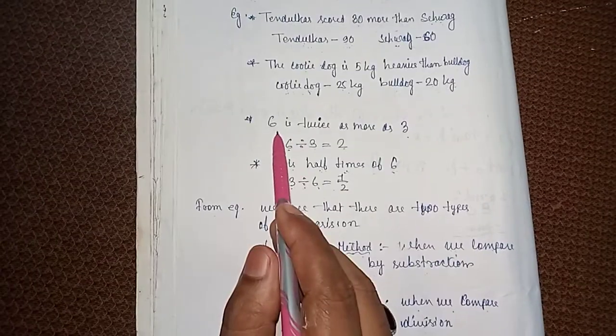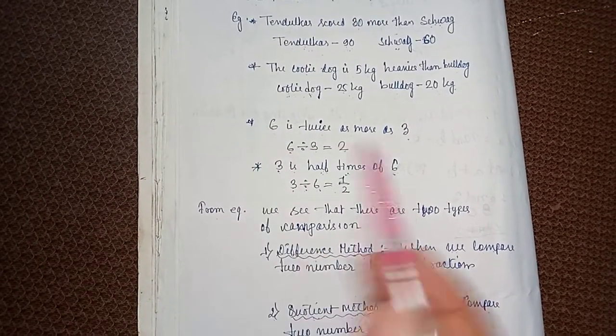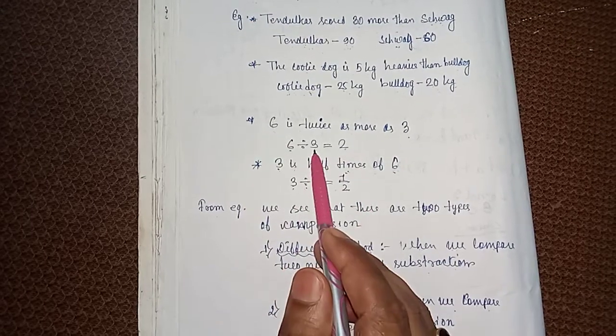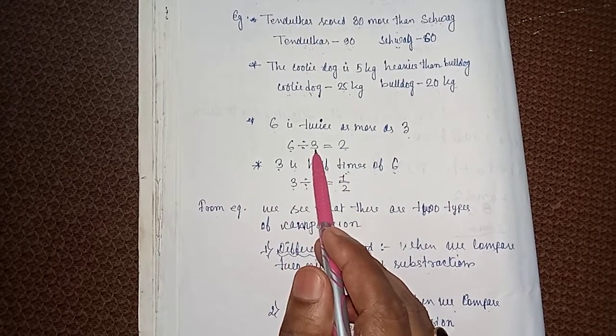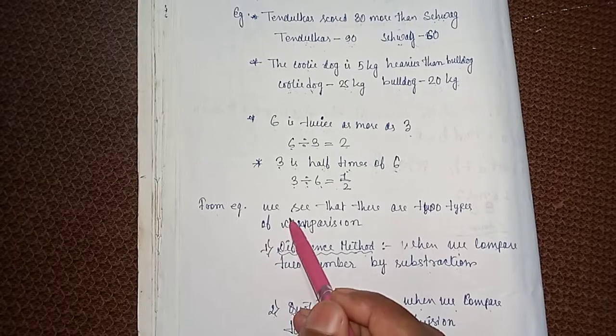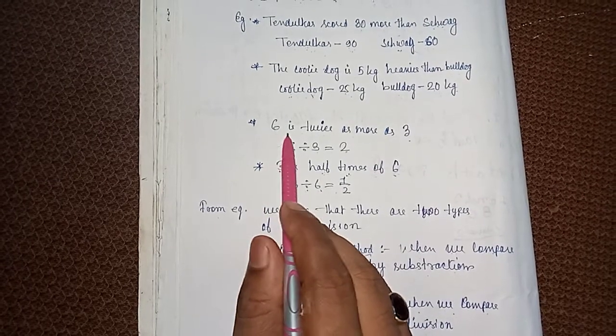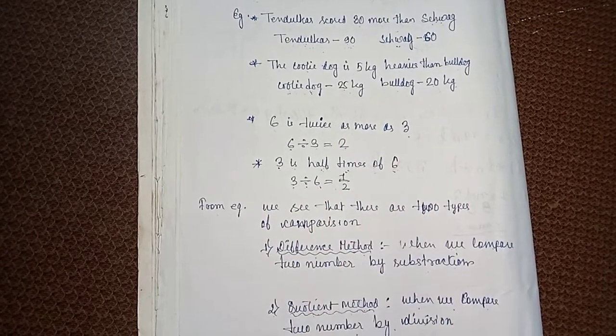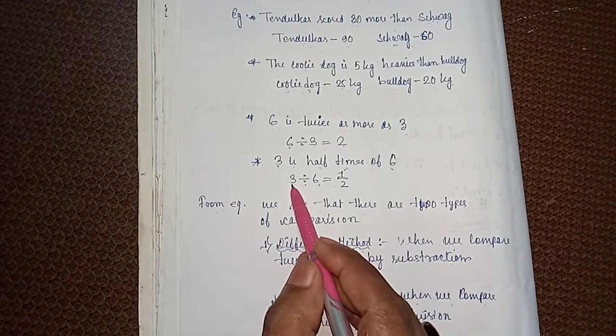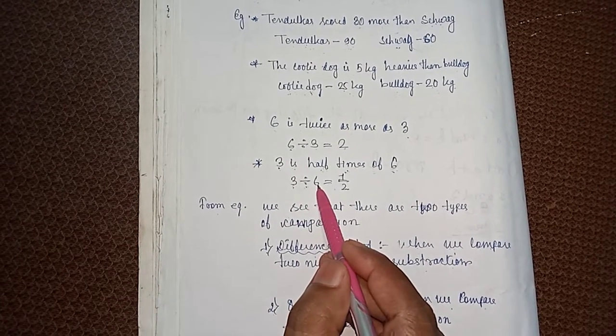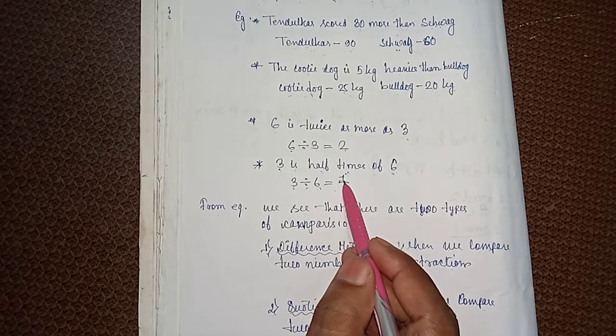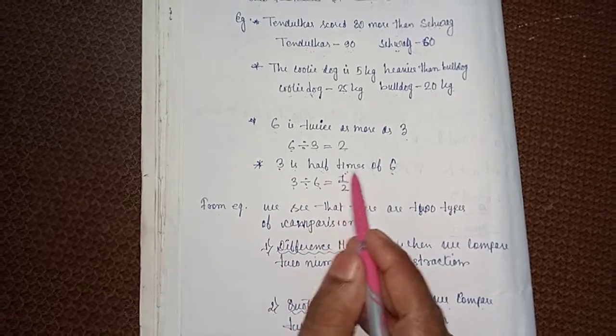Similarly, we'll take some more examples. If 6 is divided by 3, then we'll get 2. What does it mean? It means that 6 is twice as much as 3. Now if 3 is divided by 6, we are going to get 1 by 2. That means 3 is half of 6.